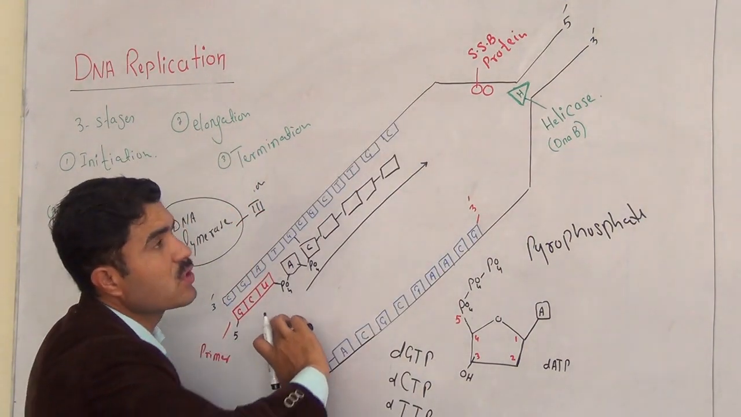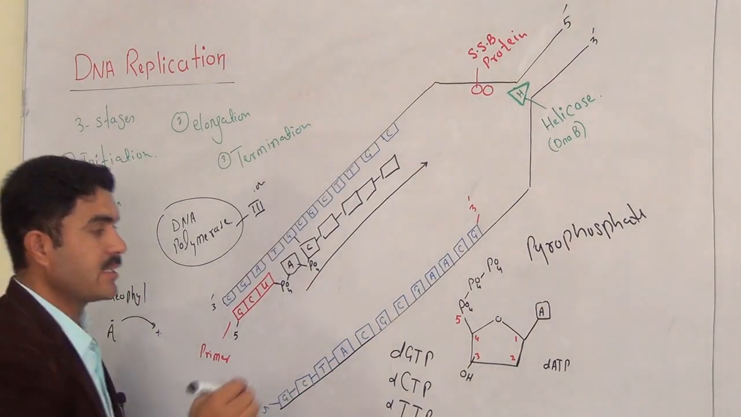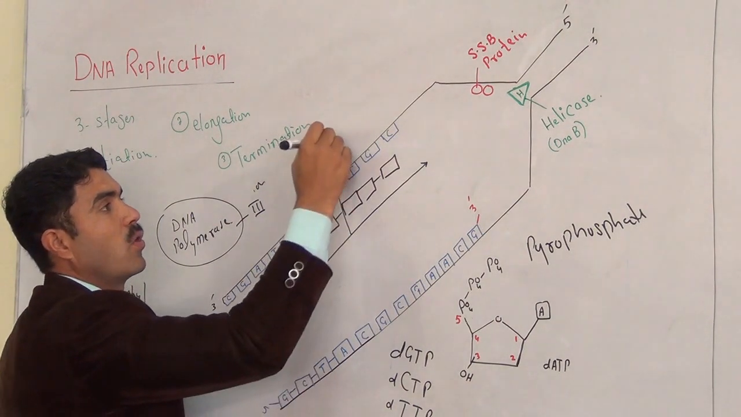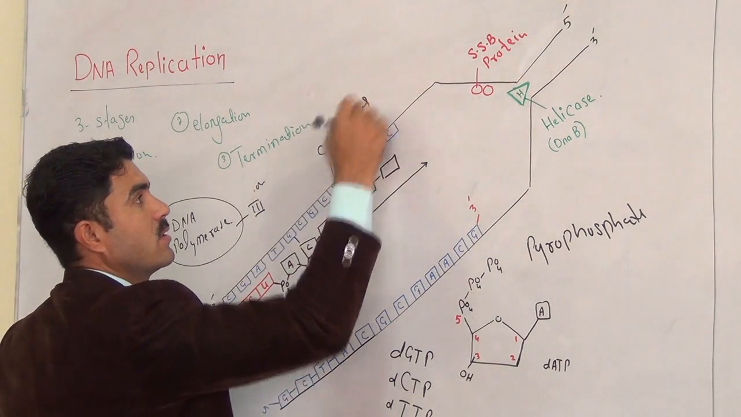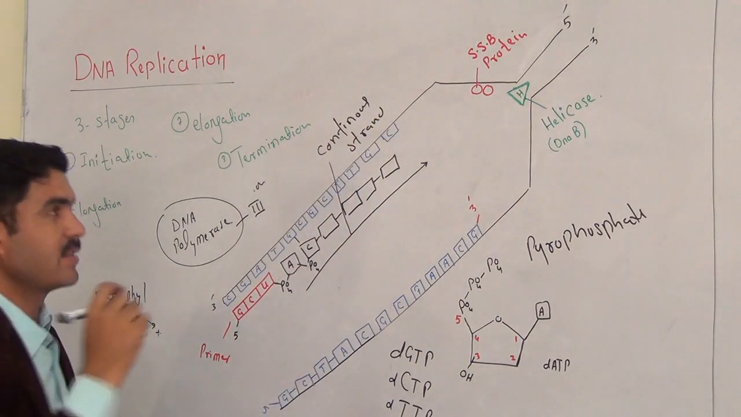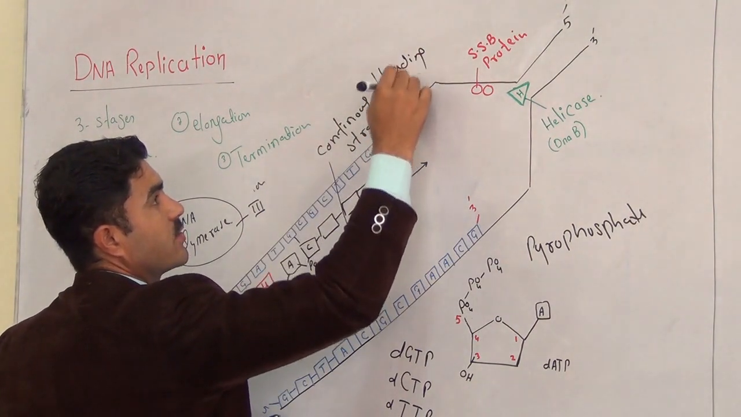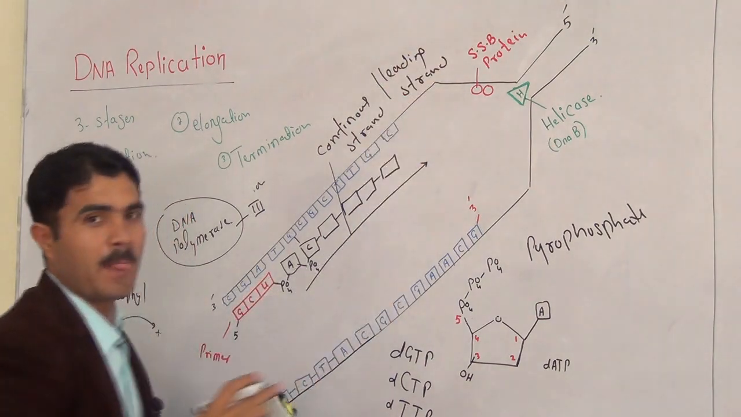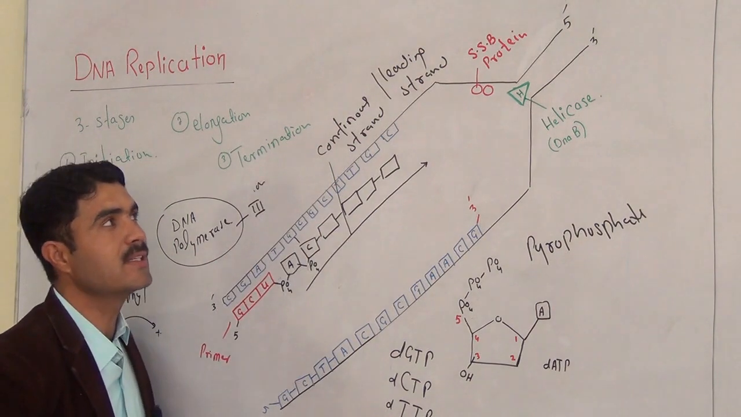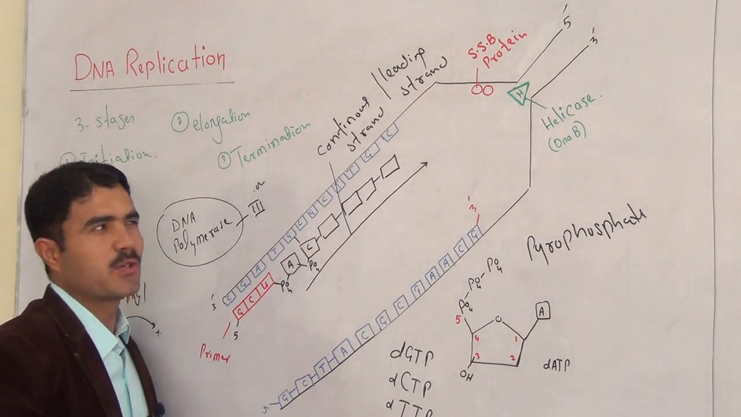So the strand which is moving towards the replication fork is definitely called a continuous strand. This is called a continuous strand, right? In other words, it is also called the leading strand, because it is synthesized continuously, it is moving forward. It is called a leading strand or continuous strand. And this is so simple, this is so easy.